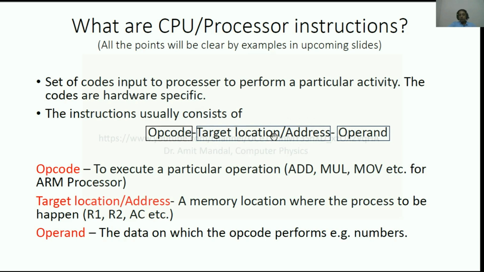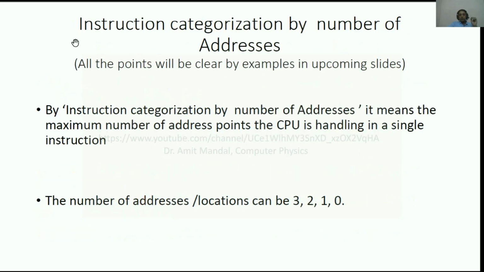There must be some location, some memory address where the opcode will perform its job, and then after this address you will write the operand. What is the operand? The operand is the data on which the opcode has to perform. So the address is the point where the opcode will perform, and the operand is the data on which the opcode will perform. Now again, instruction categorization by number of addresses. You just have to learn this point by examples. It will be clear.